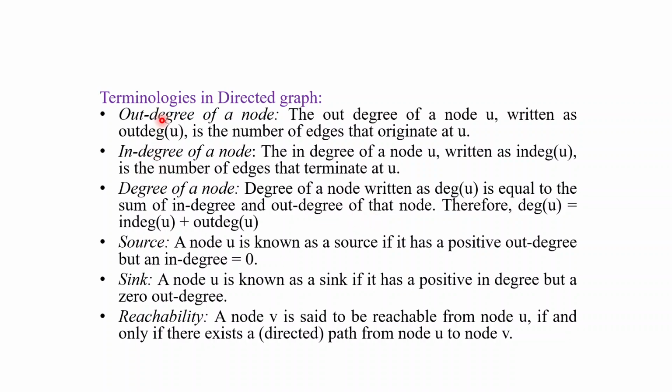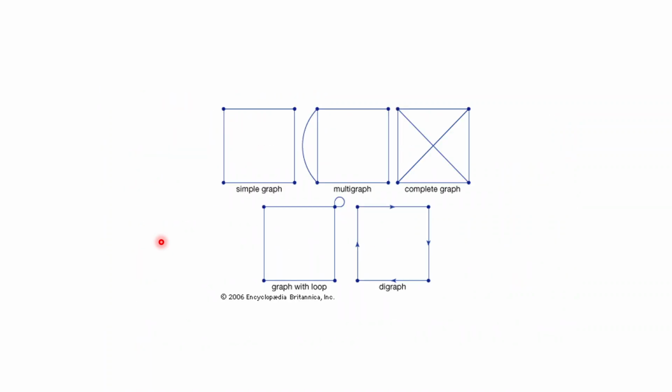So yeah, you can say here out degree is the number of edges that originate from the node going outside. And then in degree is going to be the number of edges coming towards a node. And then degree of node is going to be the summation of both in plus out. And then source. When will we call that a source? So for example, if it has only a positive out degree, then that is called source. And then when will we call it a sink?